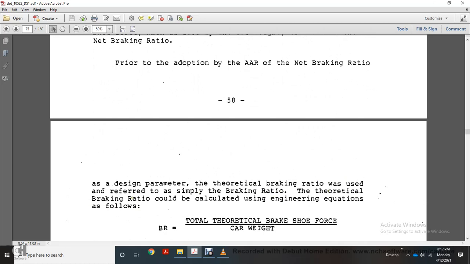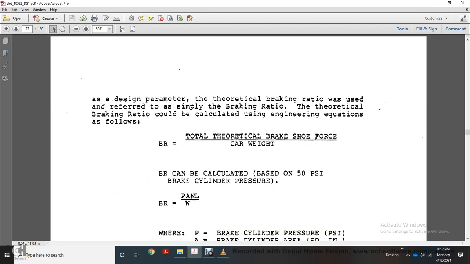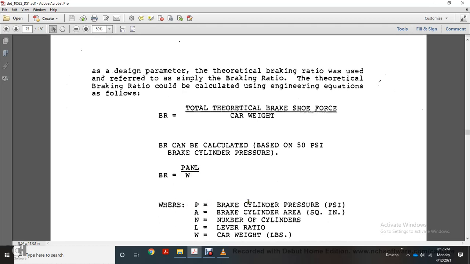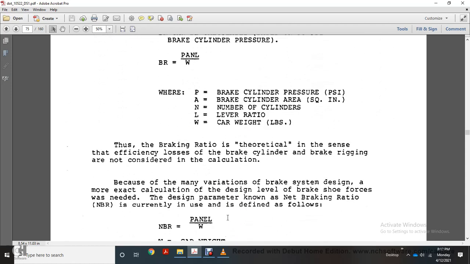The theoretical braking ratio could be calculated using the engineering equations as follows. Braking ratio is the total theoretical brake shoe force over car weight. Brake ratio can be calculated based on 50 psi brake cylinder pressure: brake ratio equals P times A times N times lever ratio over W, where P is the brake cylinder pressure, A is the brake cylinder area, N is the number of cylinders, and W is the car weight in pounds. Thus, the theoretical brake ratio is a simple calculation, and the efficiency level of the brake cylinder and brake rigging was not considered.